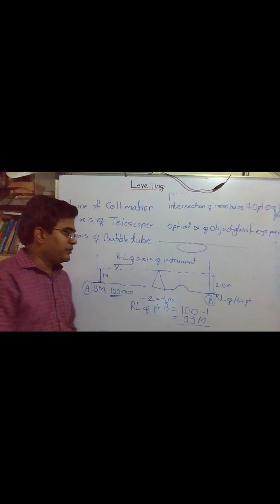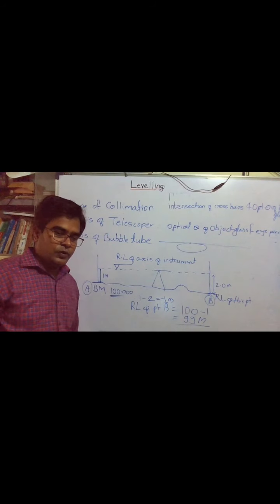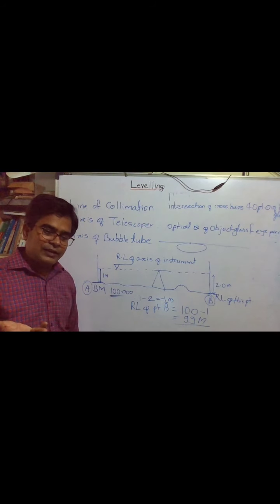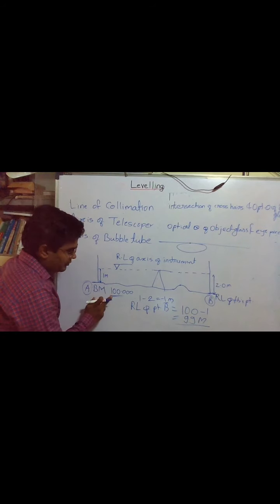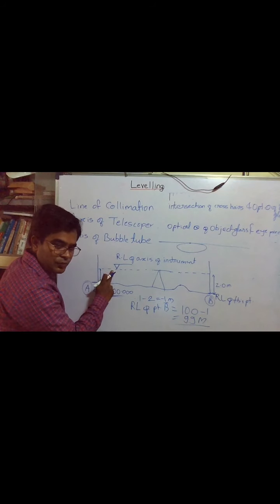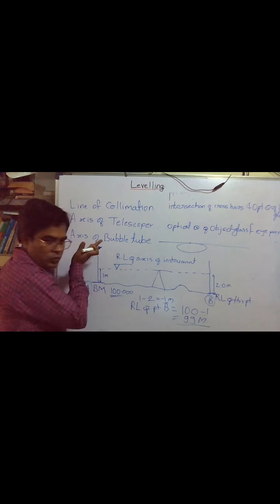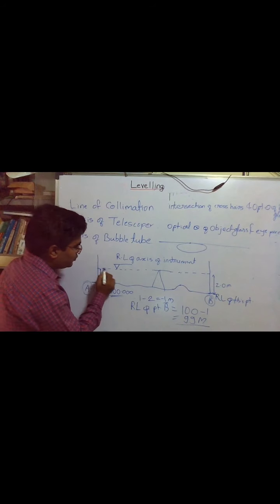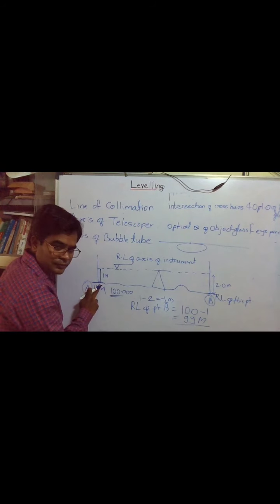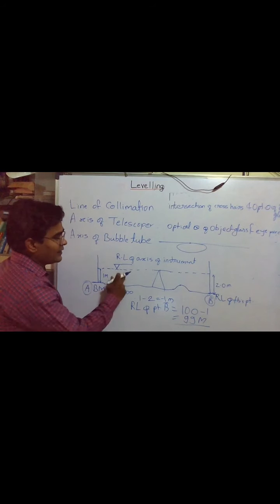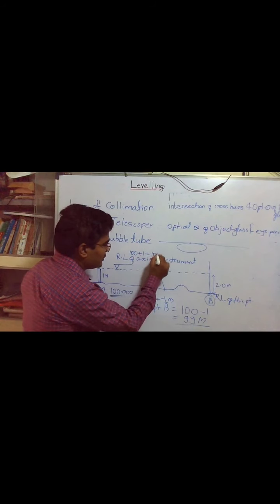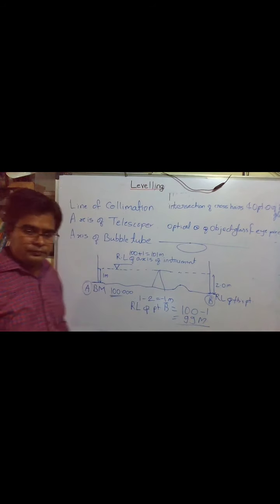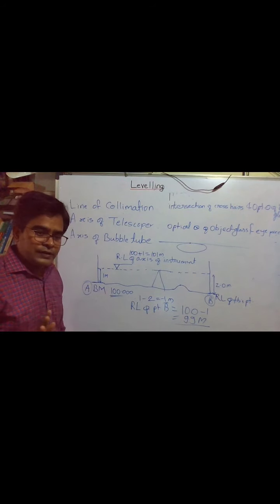Yes, I can find it out because this axis is horizontal. RL means nothing but vertical height. So this is the benchmark of 100 meter, and my axis of instrument is 1 meter above the benchmark. So can I say that the RL of this instrument axis is 100 plus 1, that is 101 meter? Got it?